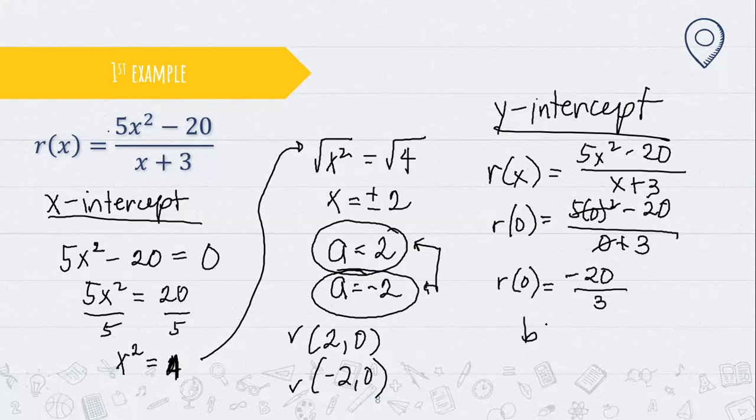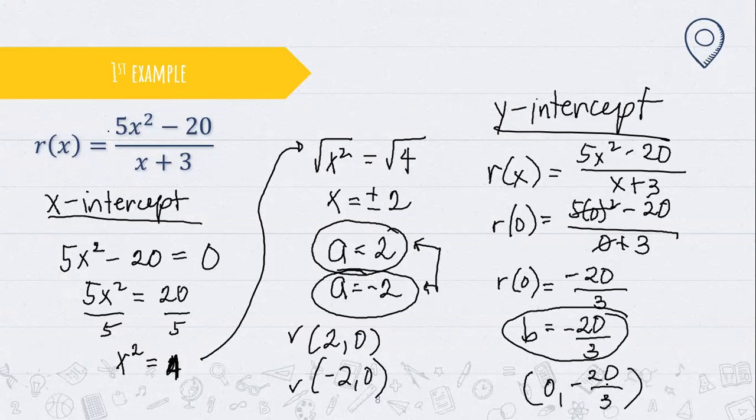So, our b or y-intercept is negative 20 over 3. Ayan. Ibig sabihin, class, tatama yung ating function sa 0, negative 20 over 3. Ayan siya.